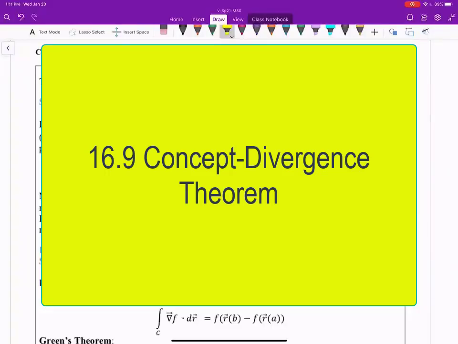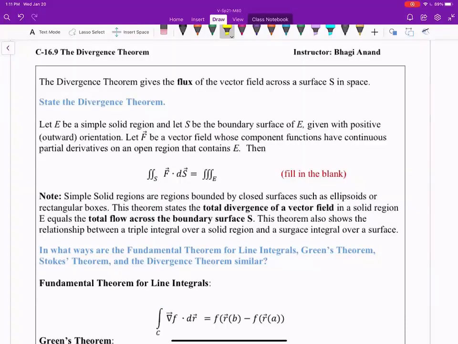Welcome everyone. In this video, I will be covering section 16.9, the divergence theorem. State the divergence theorem. Let E be a simple solid region and let S be the boundary surface of E given with positive outward orientation. Let F be a vector field whose component functions have continuous partial derivatives on an open region that contains E.